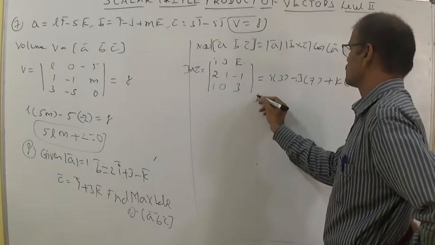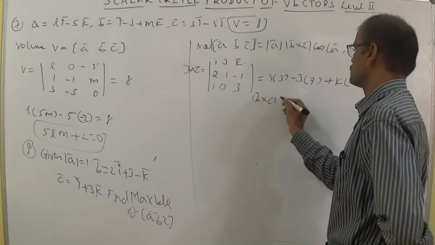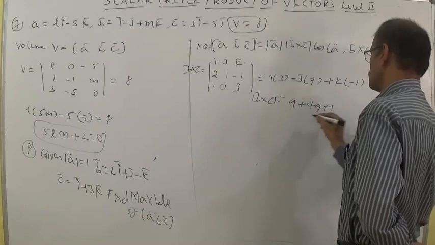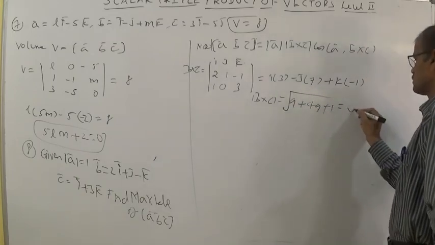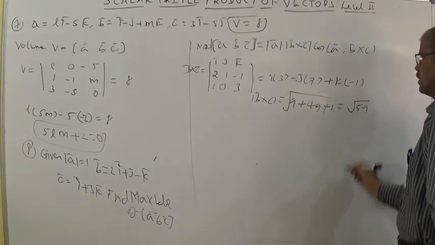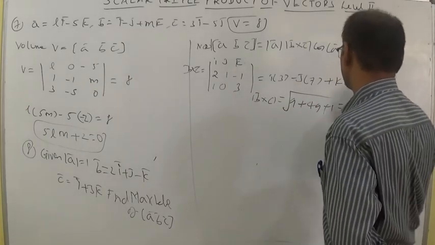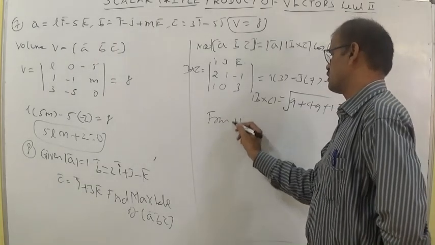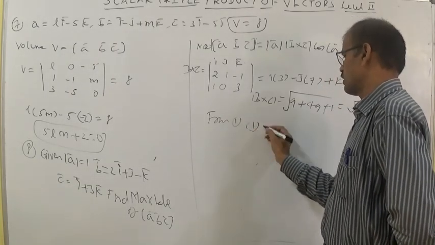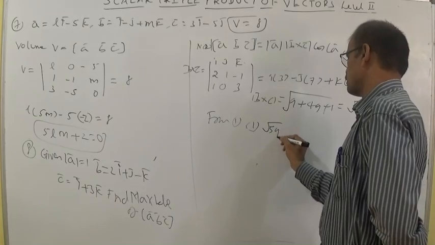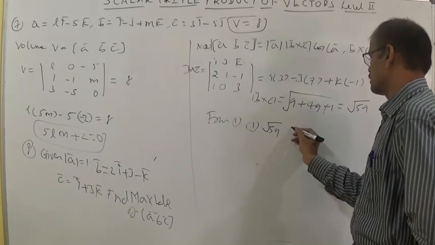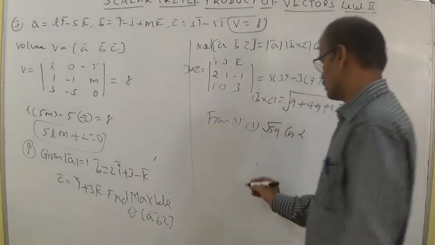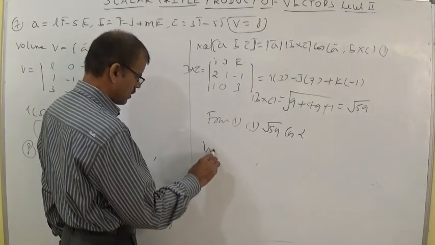Now let us discuss about the modulus of B cross C. It becomes 9 plus 49 plus 1, that is 9 plus 1 plus 49, here it is 59. Now we can write here 1, I am writing. From 1 we can say that modulus A means 1 into root 59 into, let us write this one as cos alpha.